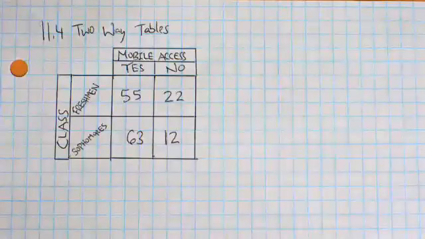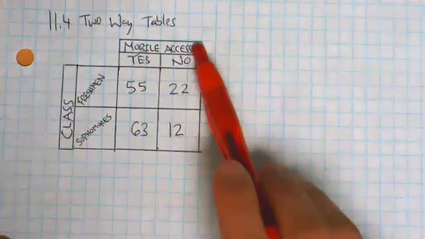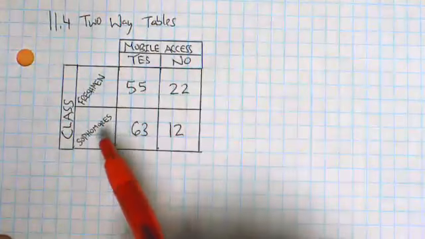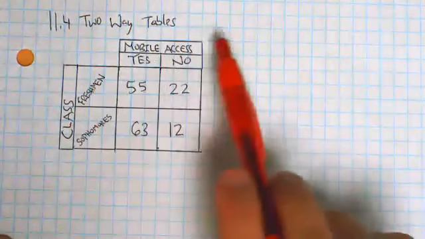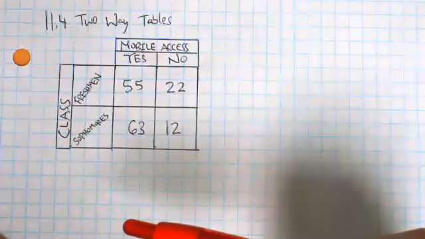So today we're taking a look at section 11.4, which is focusing on two-way tables. And two-way tables are as shown. This is an example of a two-way table. It essentially includes two criteria and the various combinations of those criteria. So the criteria in this one are class and mobile access. And the two classes are freshmen or sophomores. And the question on mobile access is whether or not they have it, meaning yes or no.